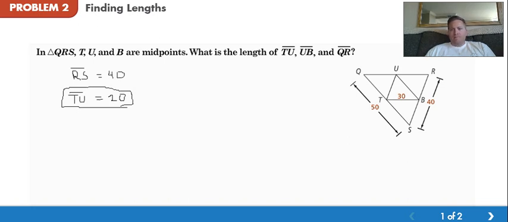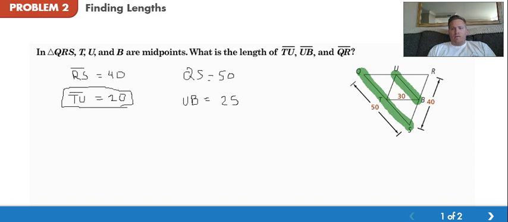UB right here. So we have UB, this is the length right here. That is parallel with QS. And so again, we know that those two are parallel. We know QS is 50, and so UB right here is going to be half of 50, so that's going to be 25. Alright, so we got that one right there.